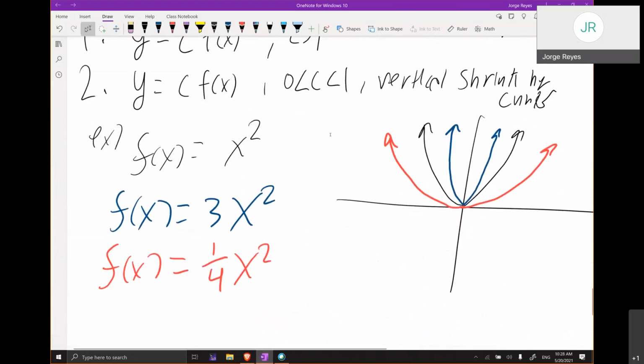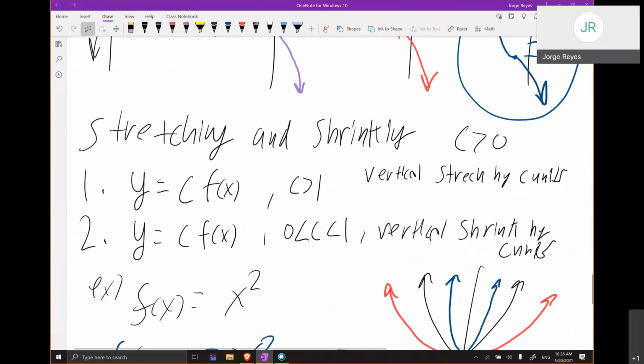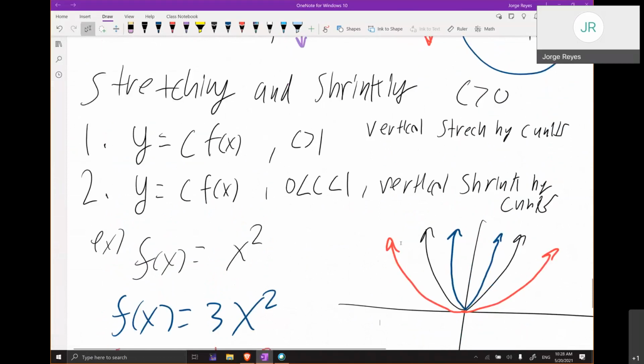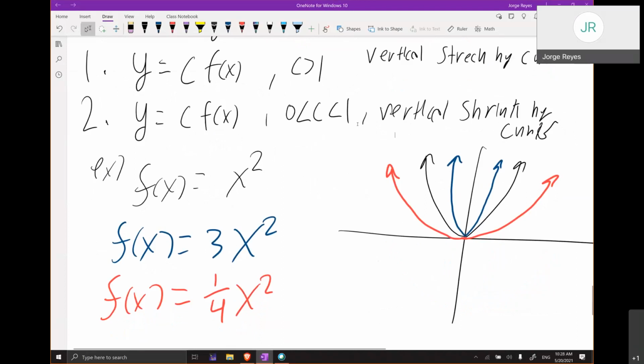So yes, this is vertical stretching and shrinking. The reason we don't really like this though is because it's kind of inaccurate. How much do you stretch? How do you know to stretch by C units? The only way to accurately stretch by that much is to plug in a bunch of numbers, which we're trying to avoid. So not as important.